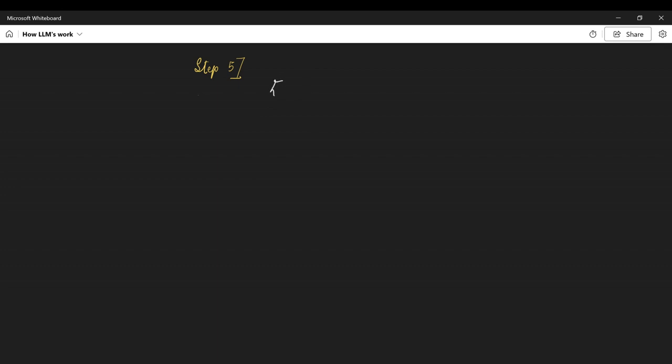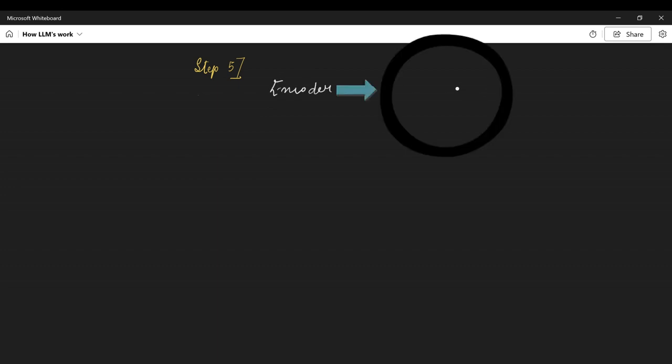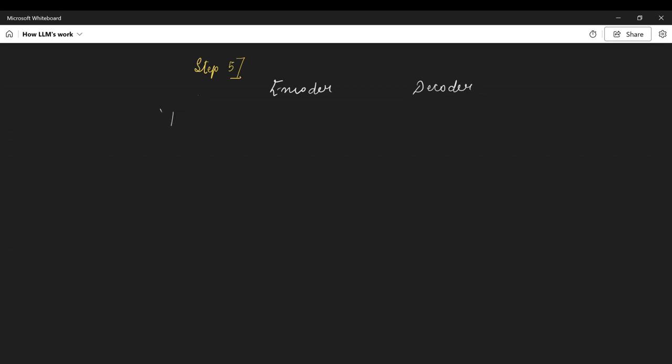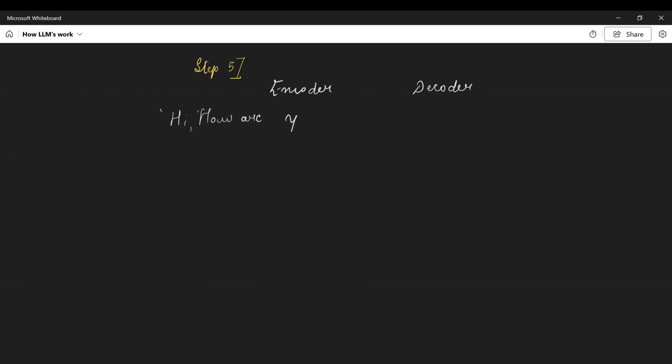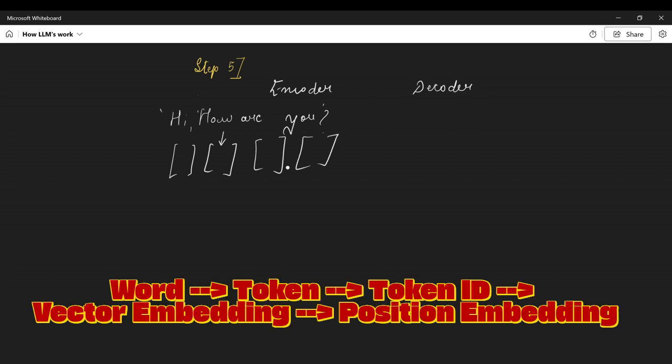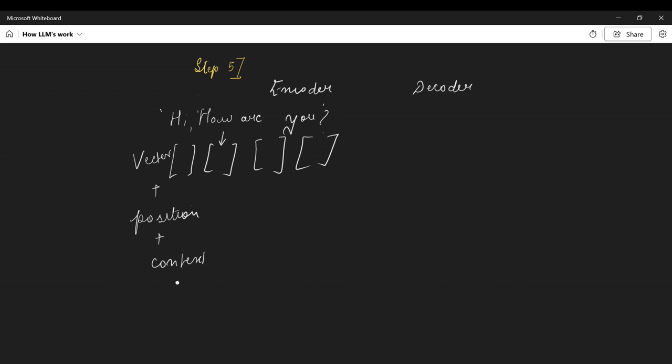Till now, we have only been talking about the encoder part, but all this also has to be given to the decoder. Suppose I'm giving a sentence to the encoder: Hi, how are you? What happens in the encoder? Let's revise. First of all, it will create a vector for each word in numeric form. Then it'll add the position, and then it'll understand the context with all this. And then finally, this is the input which goes to the decoder.